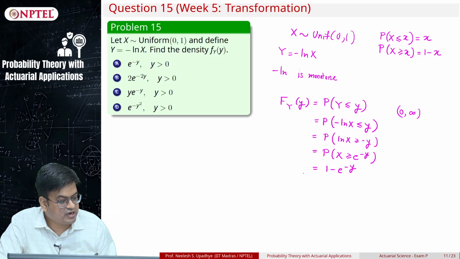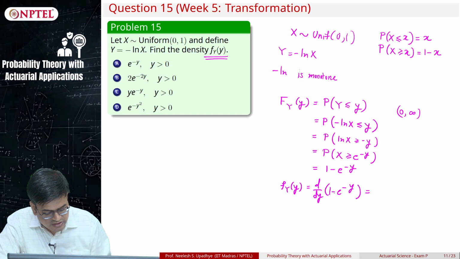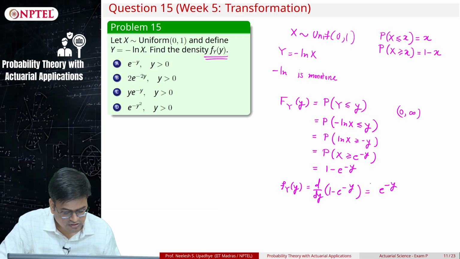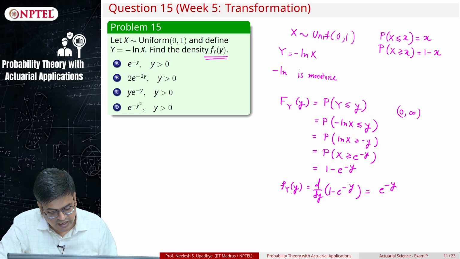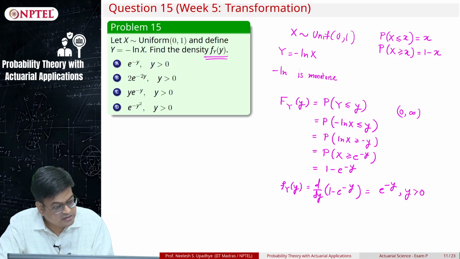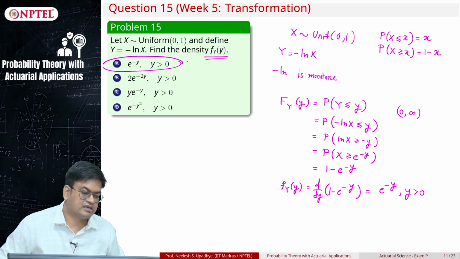And now what am I asked? Am I asked for the cumulative distribution function? No, I am asked for the density function. So, I will take the derivative d/dy of 1 minus e raised to minus y. The derivative of e raised to minus y is minus e raised to minus y, so one minus sign will cancel with another minus sign. It becomes e raised to minus y, for y greater than 0 and 0 otherwise. So, e raised to minus y is option A, that is the correct answer.